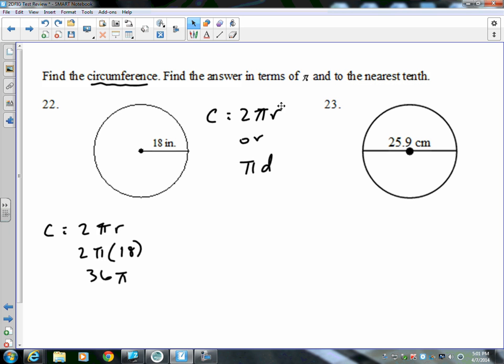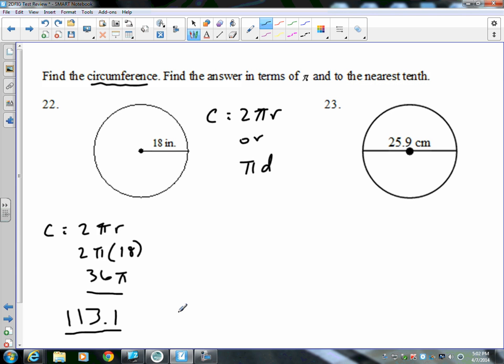To the nearest tenth, we're going to plug this into the calculator. So we're going to say 36 times pi. We end up with 36 times pi is 113.09, which rounds to 113.1 if we're rounding to the tenths place. So we have two answers here, 36 pi and 113.1.